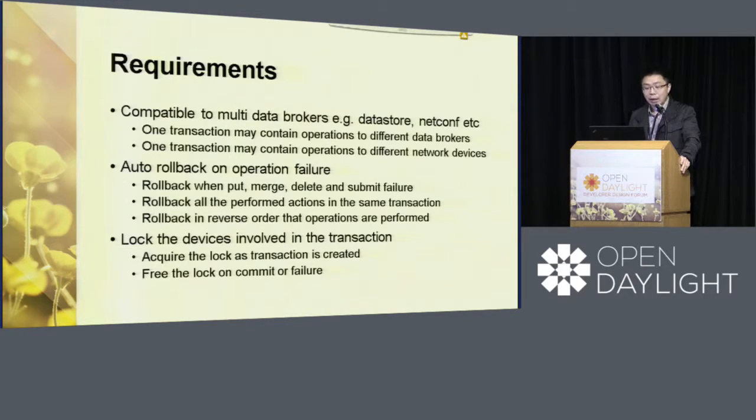The second one is auto rollback. If something fails, the info will be rolled back to the previous state. Whenever you start a transaction and then end it, if it failed, I need to go back to where we started. We don't leave any intermediate state in between. So that's the purpose for that.